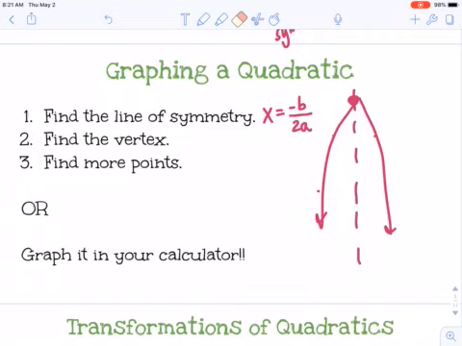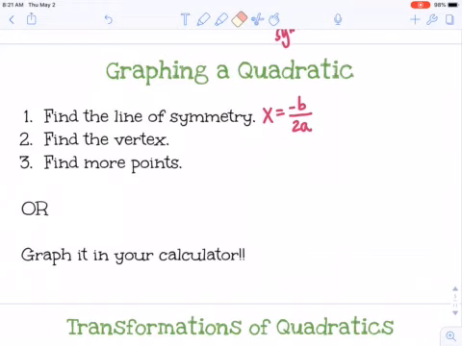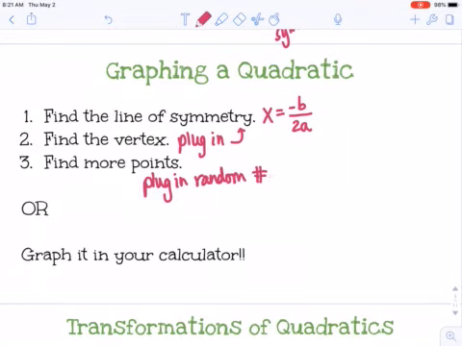If you don't have standard form, if you have vertex form, then it's really easy because you're given the vertex and you're given the line of symmetry. If, again, it's standard form, though, and you need to find the vertex, then you would plug the line of symmetry into the equation, and you would get a y value so that you could graph it. Finding more points, you just plug in random numbers.